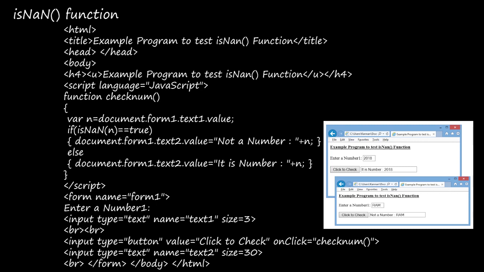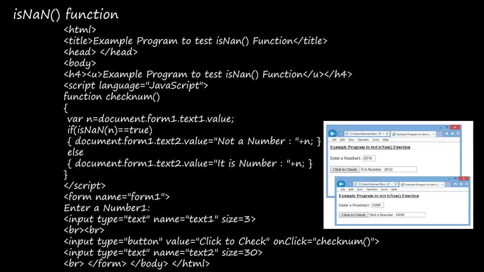From last, you just consider the sixth line, enter a number 1, and then a text box is there with size of 3, and then break. So there is a break of 2 lines, and then a button is there. Inside that button, it is written as click to check, and then on click, it is check num of. So it will move on to there. And after this, when you are clicking this click to check, it will move on to that function.